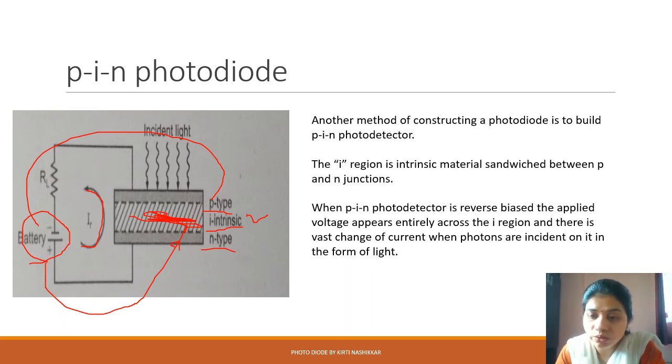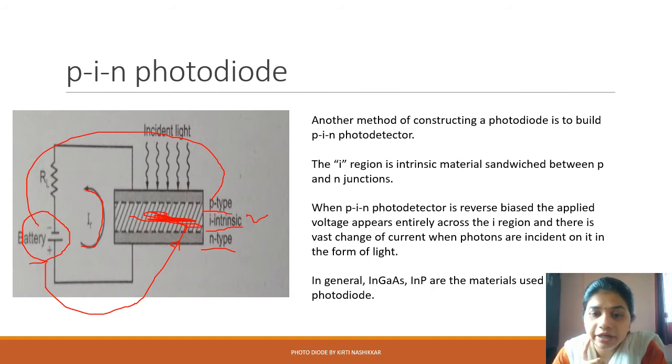Okay, so we can say that current is directly proportional to the amount of light which is incident on the photodiode. If the amount of light is smaller, then the current value is small. But if the amount of light is large, then the current flows in a large amount.